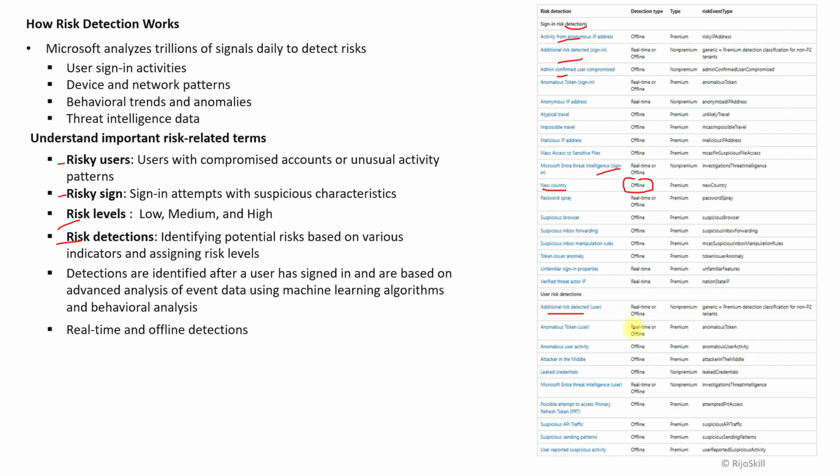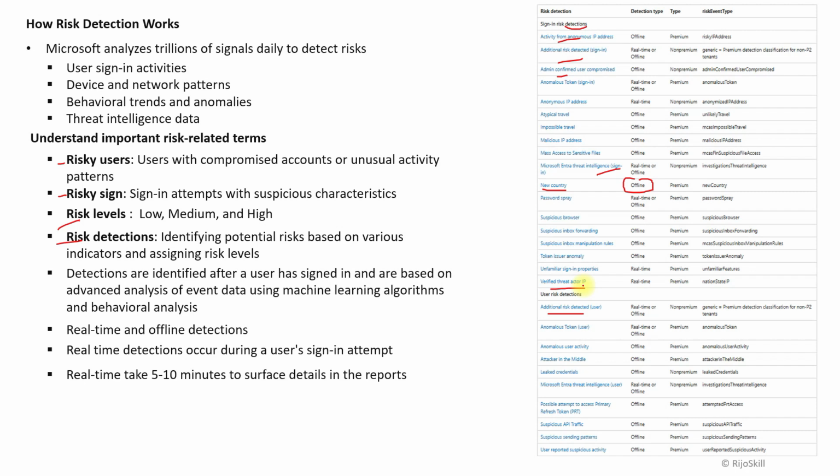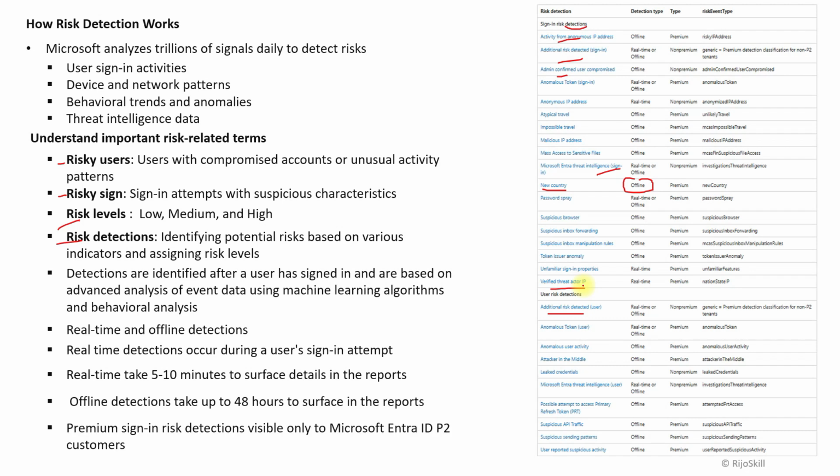Real-time detection occurs during the user sign-in. Real-time detections take 5 to 10 minutes to surface in the report. Offline detection takes up to 48 hours to surface in the report. Premium sign-in risk detection is visible only for Microsoft Entra ID P2 customers.